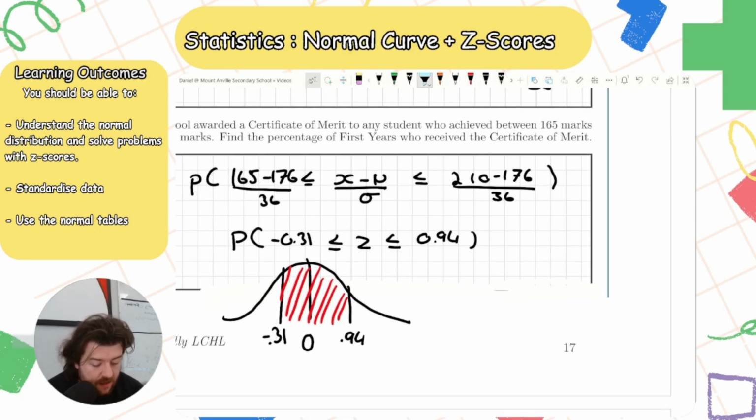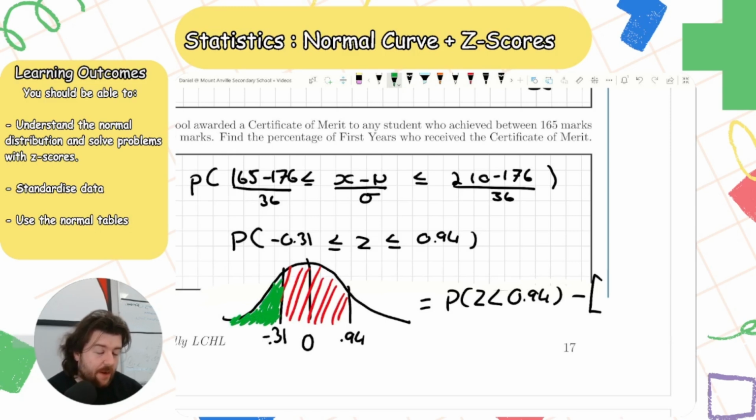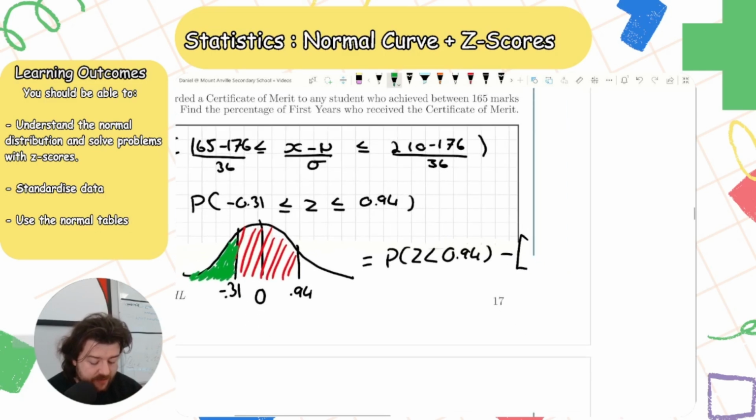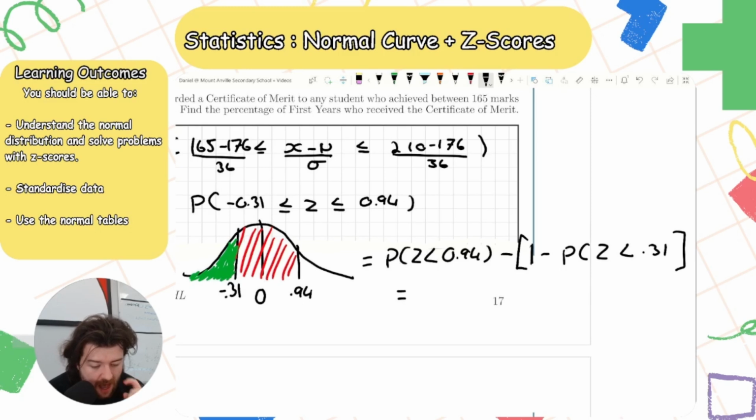This will be the area below 0.94 minus this little area here. Again, remember, when I'm dealing with negative Z scores and find the area below them, it's just 1 minus the positive Z score. So it's 1 minus the probability that Z is less than 0.31, not negative 3.1. That would be equal to 0.8264 minus 1 minus 0.6217.